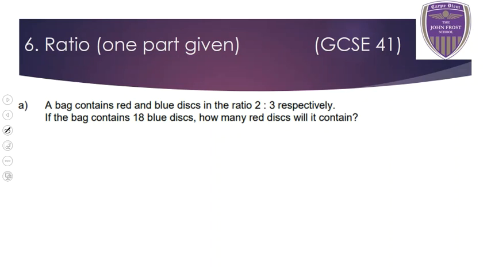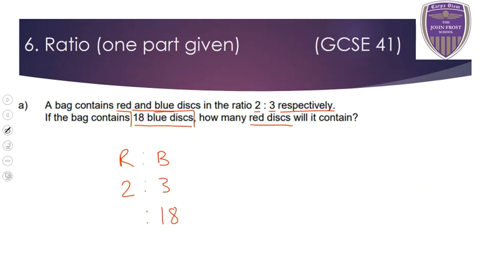So a bag contains red and blue discs, okay, in the ratio 2 to 3 respectively. So that's similar to the last question, 2 to 3 respectively, just means in that order. Okay, so I'm just going to write the ratio out first. Red comes first, blue comes second, the number 2 comes first, the number 3 comes second. So there's 2 red to every 3 blue. All right, then it says if the bag contains 18 blue discs, how many red discs will it contain? So once you've written the ratio out, I'm telling you in this question that there's 18 blue discs. So this 18 goes on the blue side here, all right?